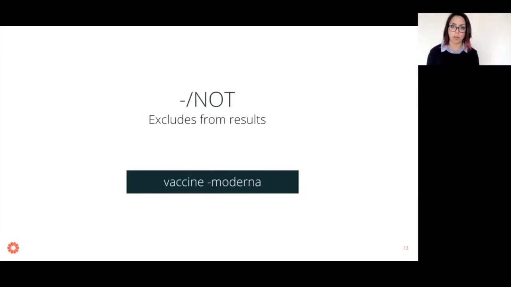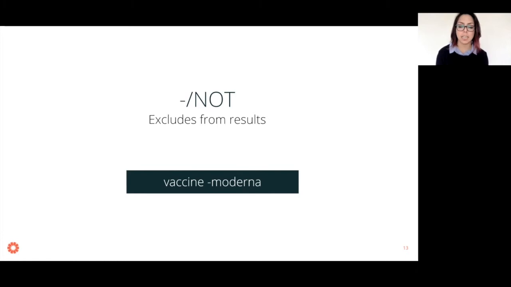The third Boolean operator that is really useful is one that is going to help you exclude results. It's a minus sign sometimes, and sometimes it's NOT, all in capital letters, depending on the platform that you're searching on. For example, the search query down here, vaccine minus Moderna, is going to surface results that include in the text the word vaccine, but exclude any of them that include the word Moderna.